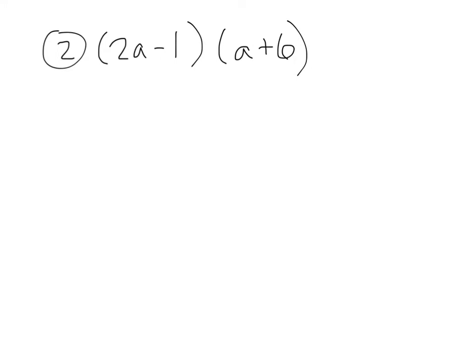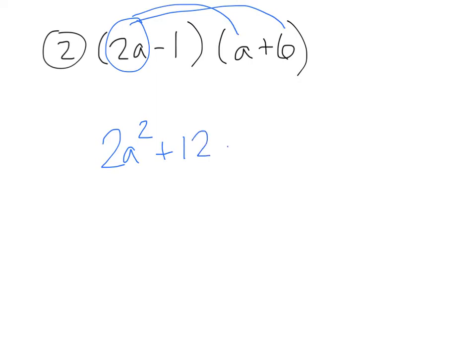For this one, we're going to do the distributive property again. I'm going to do it without writing out all the steps this time, though. So the first thing I'm going to do is take the 2a and distribute it over here. I'm going to have 2a times a, so I'm going to have 2a to the second power, because remember, we add our exponents. Now I'm going to take the 2a times the plus 6. So 6 times 2 is plus 12a.